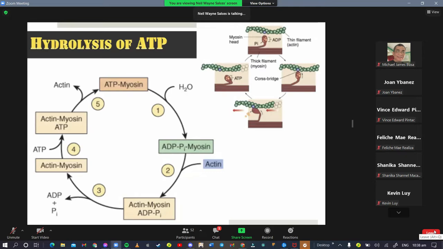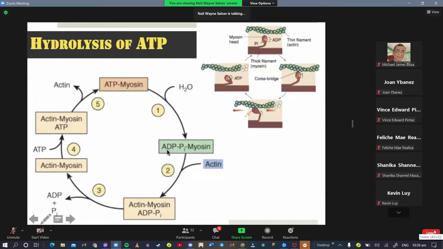So what happens is that in the relaxation phase of your muscle contraction, the S1 head of the myosin hydrolyzes your ATP to ADP. So when this happens, you have your ATP myosin complex, and when this ATP is hydrolyzed to ADP and Pi, there will be a resultant complex, which is your ADP-Pi myosin complex. So this product remains bound.